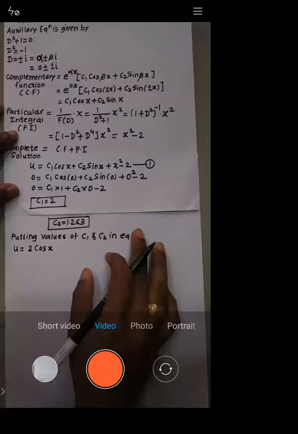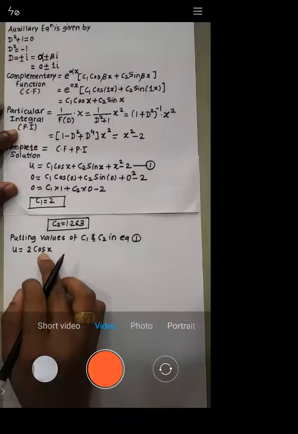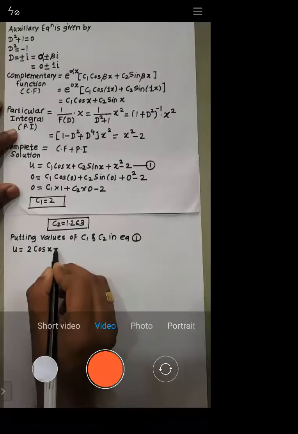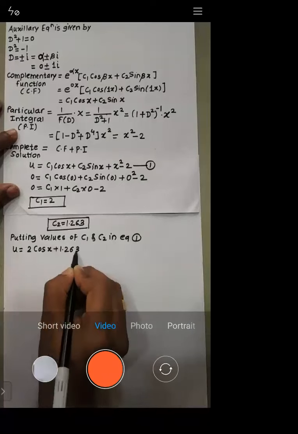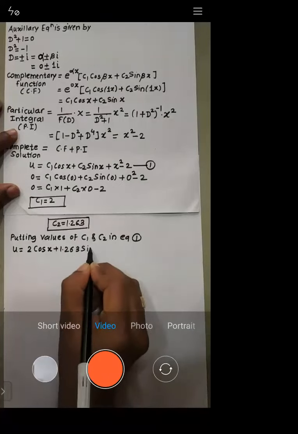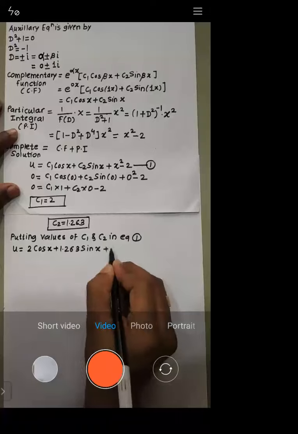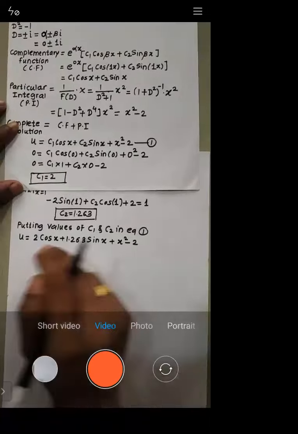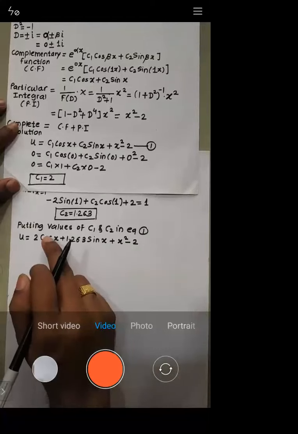See this one. So the value of C1 is 2 cos x plus C2 is 1.263 sin x plus x square minus 2. Is it okay? See, the values of C1 and C2 I have put in equation number 1.